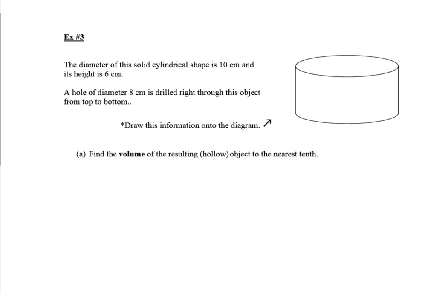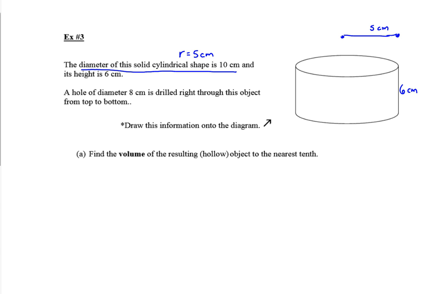The diameter of this solid cylindrical shape is 10 centimeters and its height is 6. Okay, so diameter is 10. Do we ever need diameter? What do we really need? Radius. So radius is 5. And height is 6. Okay, I'm going to write the 5 up above. I'll show you why in a second.